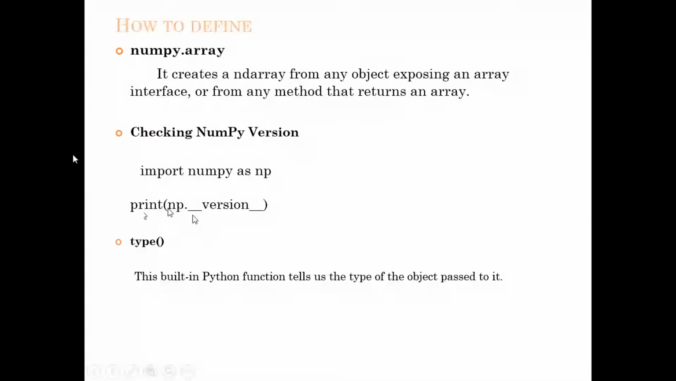np is our shorthand name, dot, two underscores, version, two underscores, will give you the version of NumPy. Why two underscores? Because they have been identified in that format, and we do that for many other attributes as well. And one more thing is the type function. We already know about this one. This built-in Python function tells us the type of an object passed through it. Okay, let's do all this.